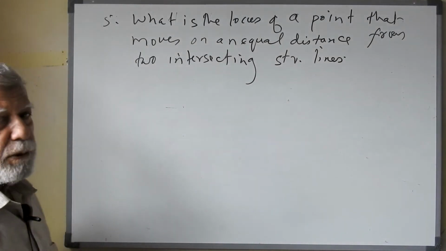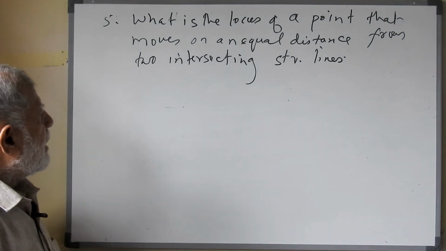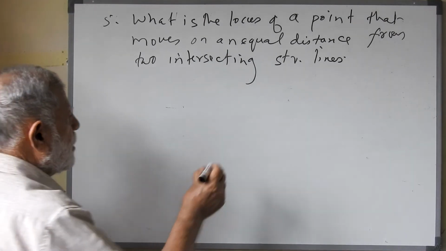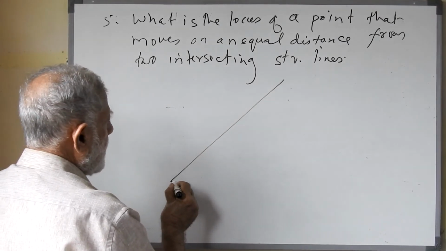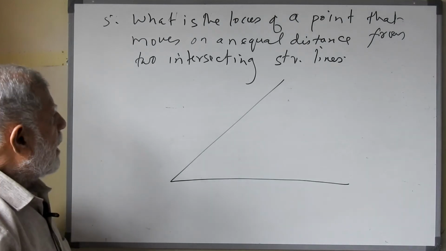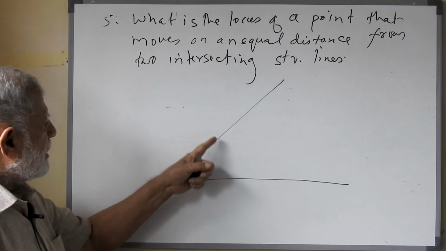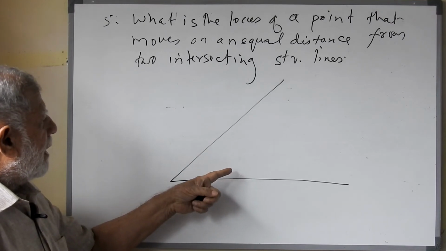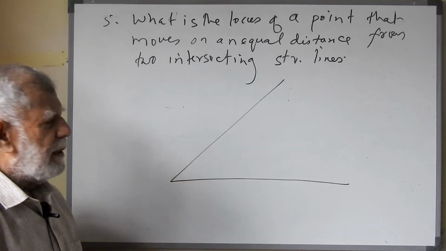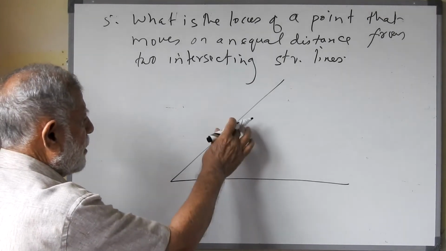Look at this, children. Question number 5. What is the locus of a point that moves on an equal distance from two intersecting straight lines? We have two straight lines that are intersecting. Now there is a point which moves so that it is equal distance from these two lines. Everywhere the point is equal distance from these intersecting lines. So what is the locus of that point which moves so that it is equal distance from these two intersecting lines?